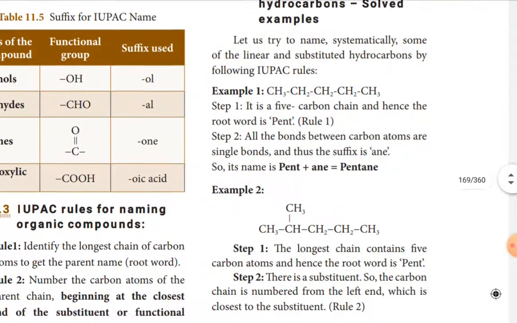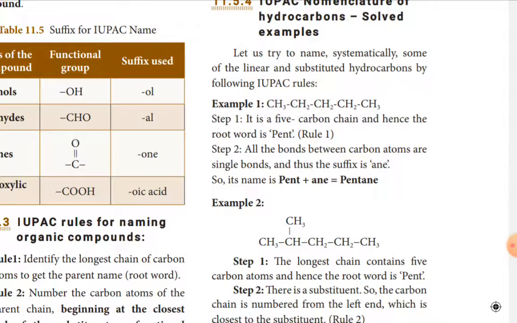See, in the first one, there are 5 carbons. This is a simple pattern, an open chain compound, a saturated compound. Saturated compound means having single covalent bonds between the combining carbon atoms. The dash is for single bond. So 5 carbons, according to the Greek numerals, 5 refers to penta. So the root word is pent. It is a saturated compound, so it ends with ane: pentane.